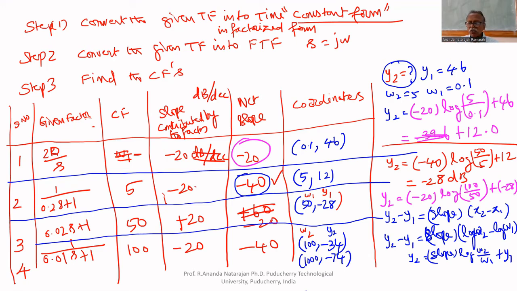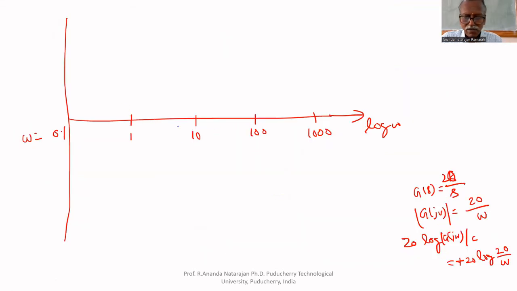Therefore, we can write like that. Now we have to draw the Bode plot. What are the coordinates? 0.1, 46; 5, 12; 50, minus 28; 100, minus 34; 1000, minus 74. That's all. We have to draw the Bode plot. What is the first coordinate?